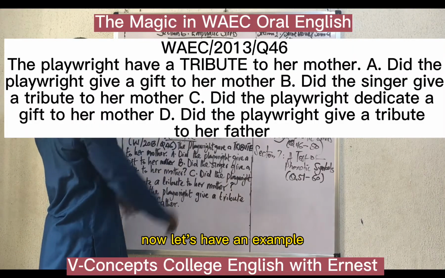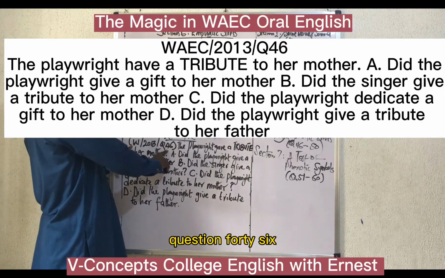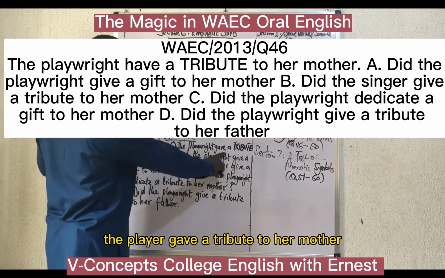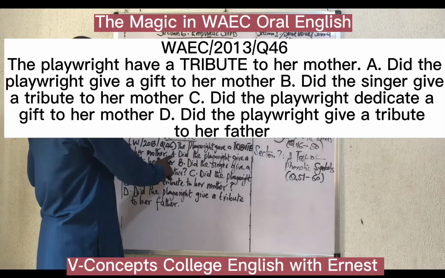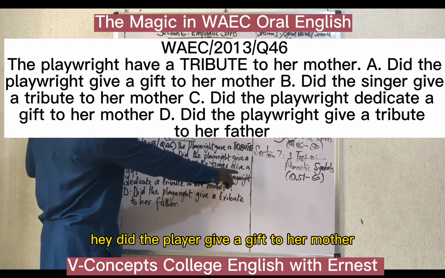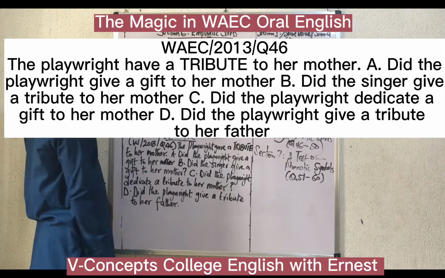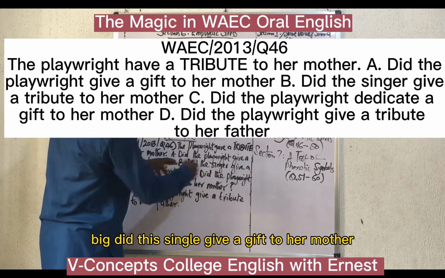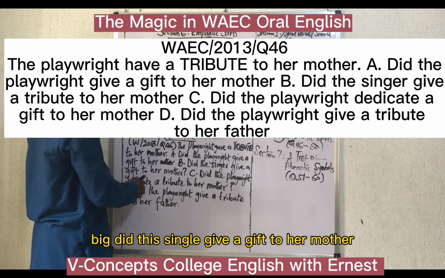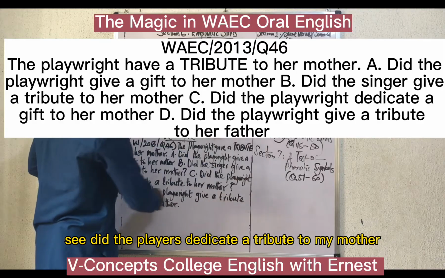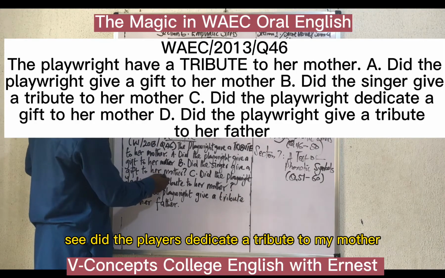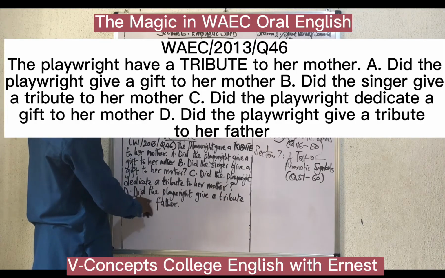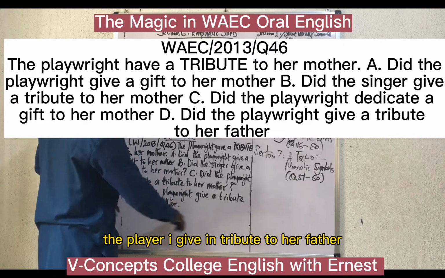Now, let's have an example. WAEC 2020 question 46. The playwright gave a tribute to her mother. A. Did the playwright give a gift to her mother? B. Did the singer give a gift to her mother? C. Did the playwright dedicate a tribute to her mother? D. Did the playwright give a tribute to her father?